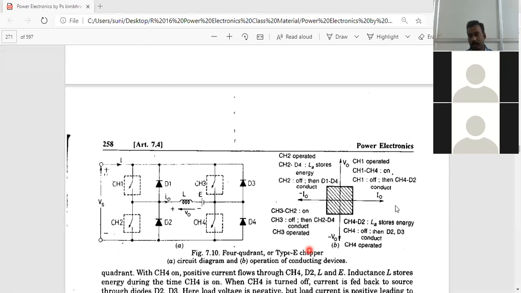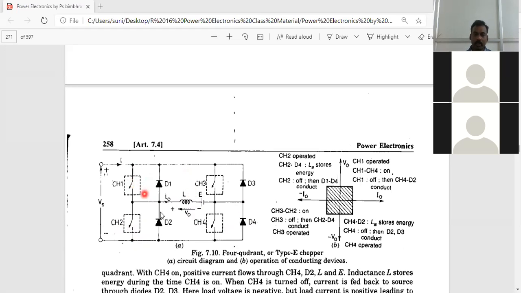Then moving to the last one, that is the four quadrant chopper. For a four quadrant chopper, four choppers are connected as a bridge, and depending upon their operation, you are going to have the output voltage V naught positive or negative, and similarly I naught positive or negative.